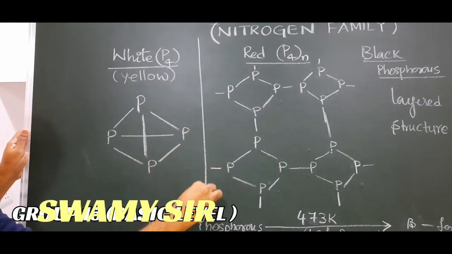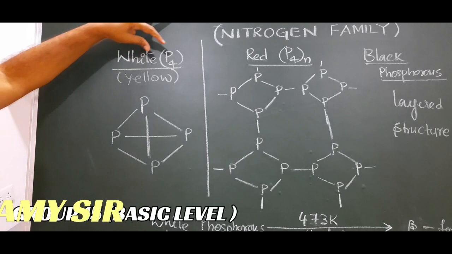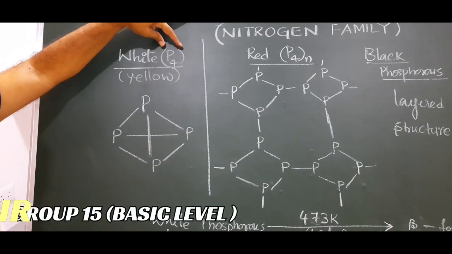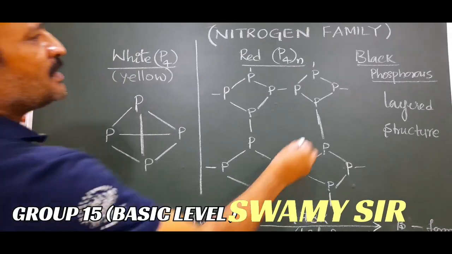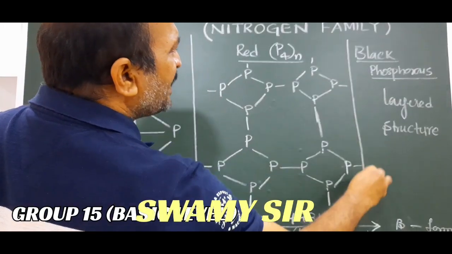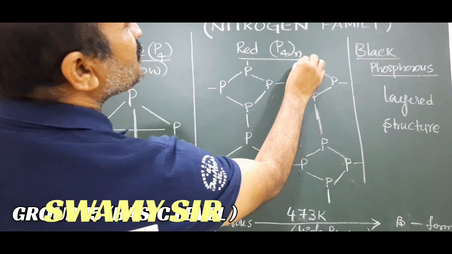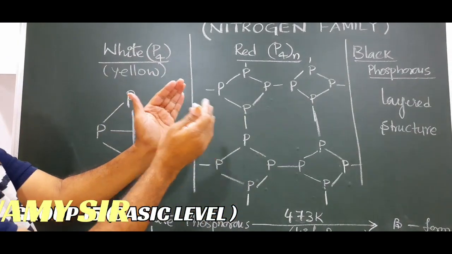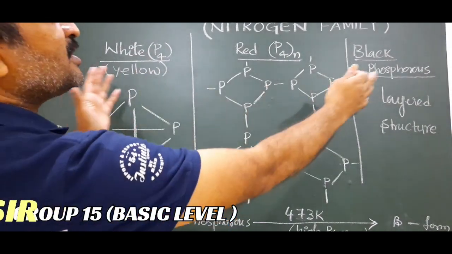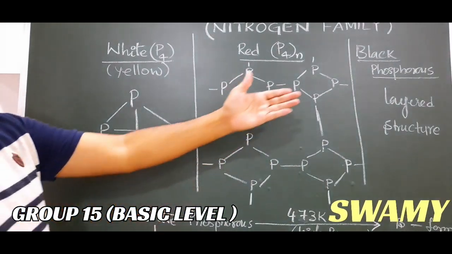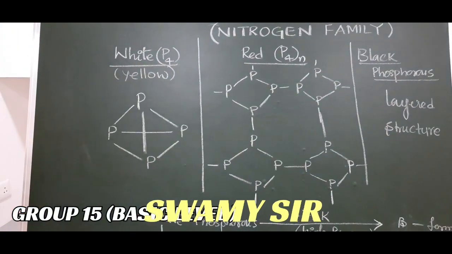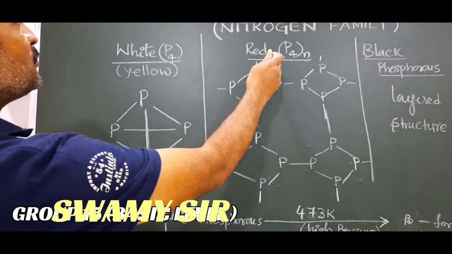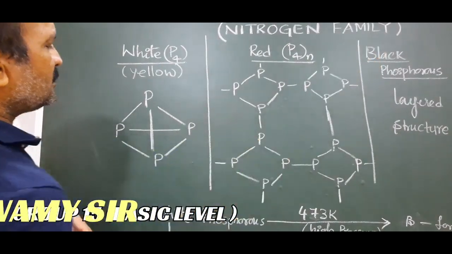In white phosphorus, the molecules exist as discrete, isolated, individual molecules. In red phosphorus, they exist as polymeric molecules, so they combine and form a giant molecule. And black phosphorus has a layered structure. So three allotropic forms are important: white, red, black.